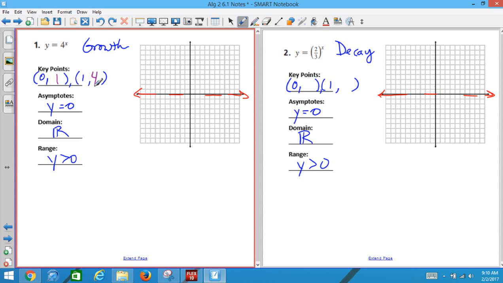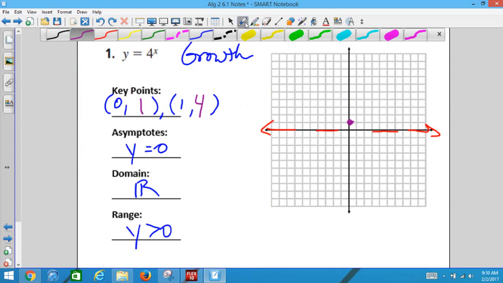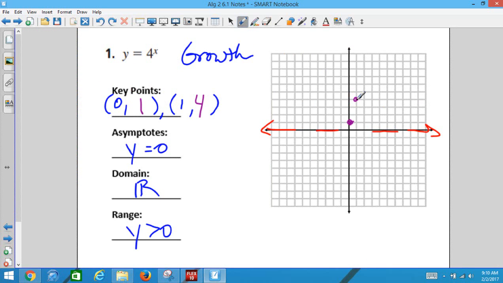So 0, 1, and 1, 4. I gotta zoom in. This is not working. You guys agree with Nick, or would you politely disagree with his choice in key points? I agree. Me too. So this one, the exponential, shoots way up really fast. What made it go up really fast besides the fact that it's exponential? The 4. Yeah. All right.